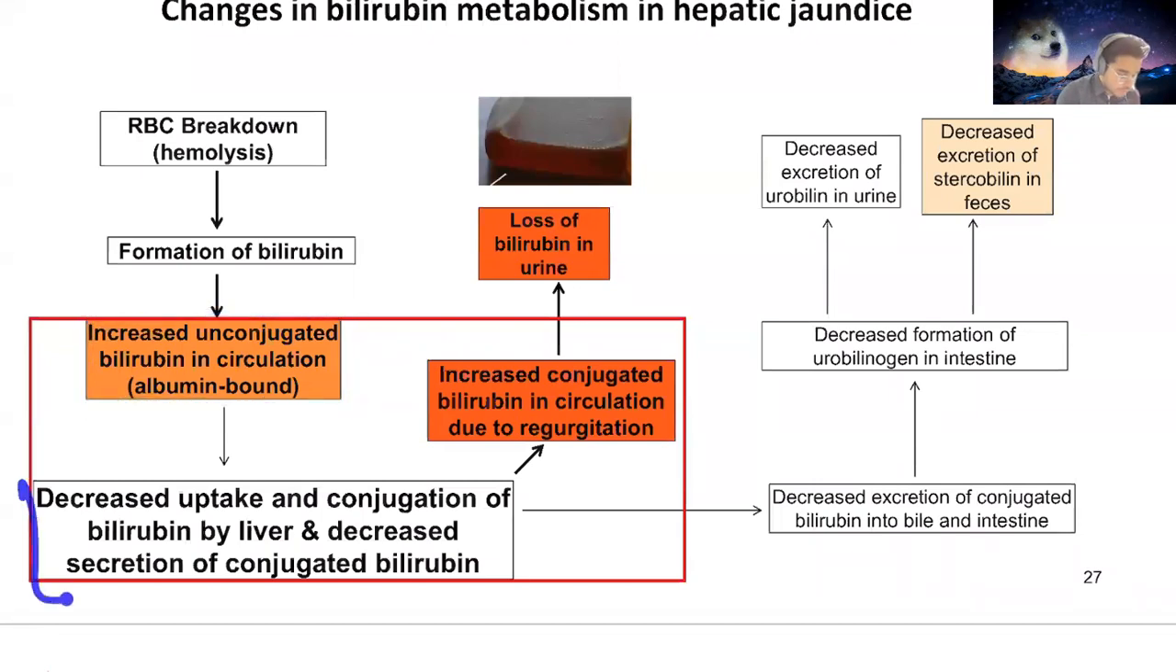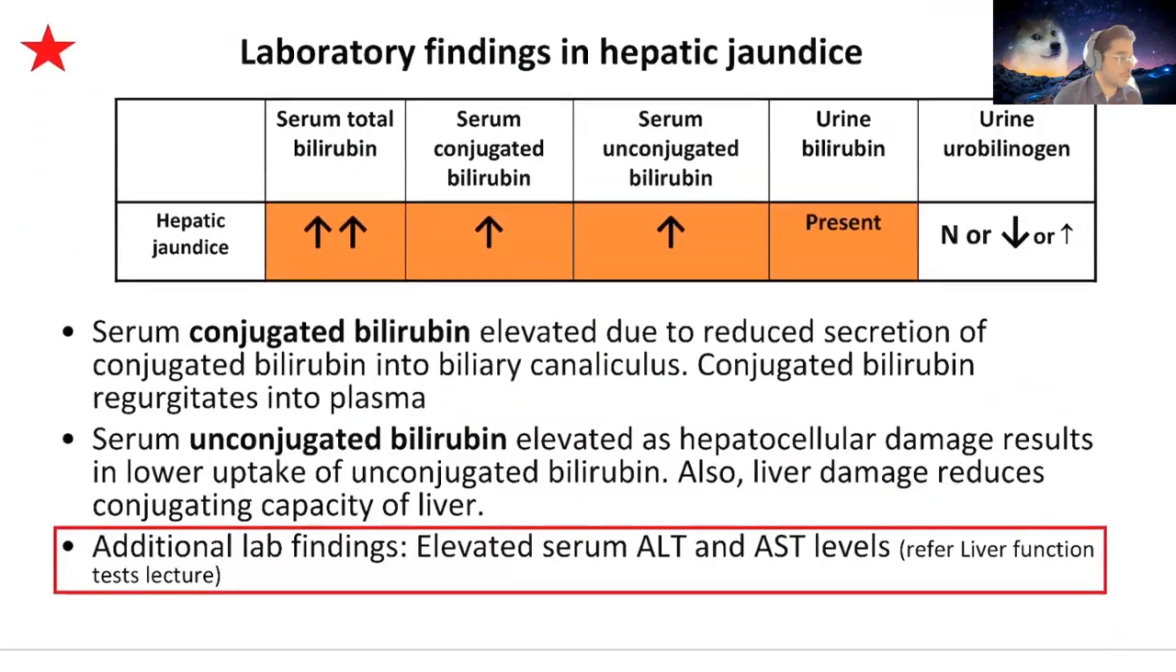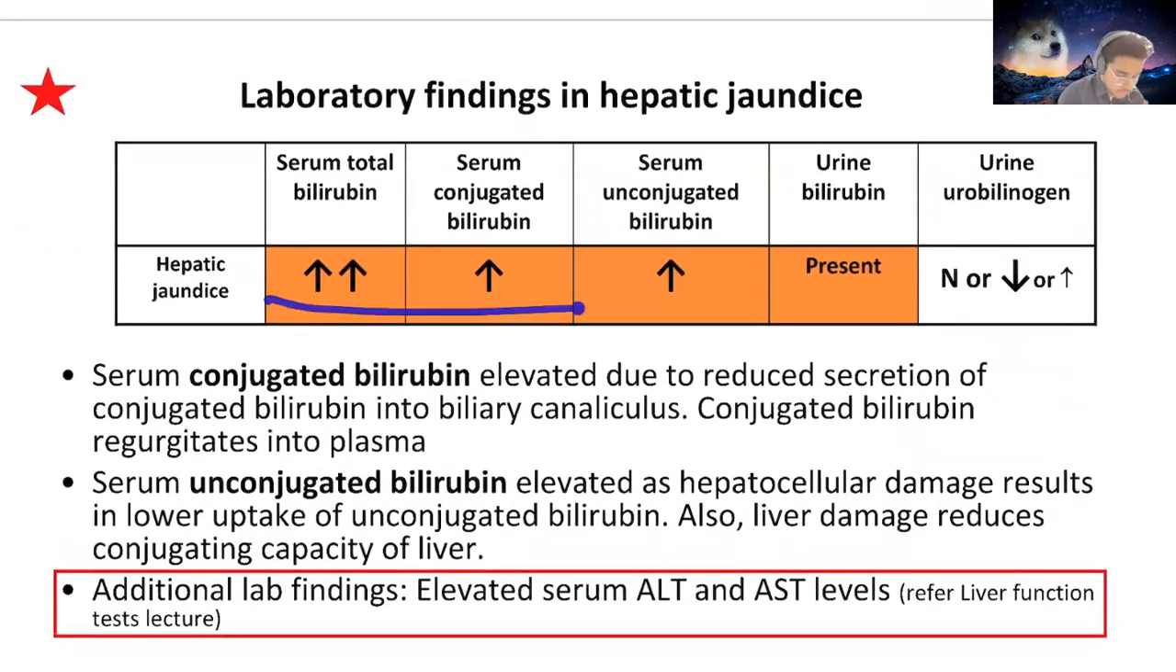So you're going to have decreased uptake and conjugation of bilirubin by the liver, and eventually increased conjugated bilirubin in the circulation due to regurgitation because you're having tissue level damage. Your hepatocytes can't really bring back these components, and there is a loss of bilirubin in the urine. So everything else outside of this gets decreased, right? Decreased excretion of urobilin, decreased excretion of stercobilin in the feces. So it makes sense. Laboratory findings, basically everything is elevated, right?